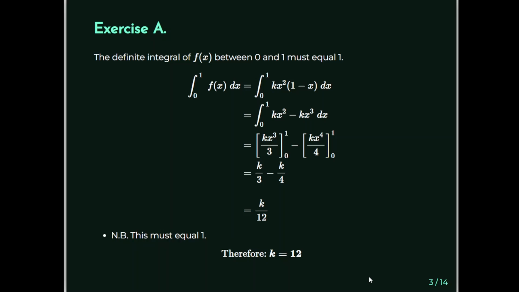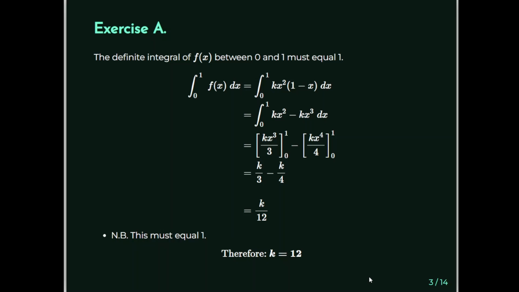We just re-express that as kx squared minus kx cubed, and get the integral of that. Now we can split that up into two parts. So we have kx squared, evaluated for the limits 0 and 1. kx squared becomes kx cubed divided by 3, and when we evaluate that between 0 and 1, we just get k divided by 3.